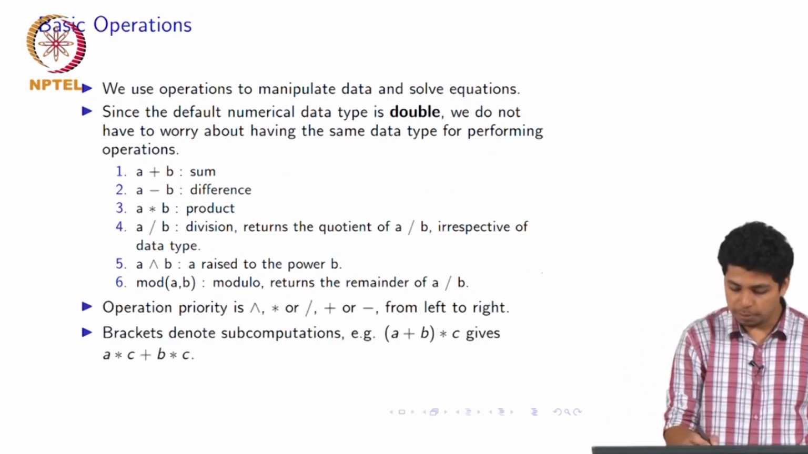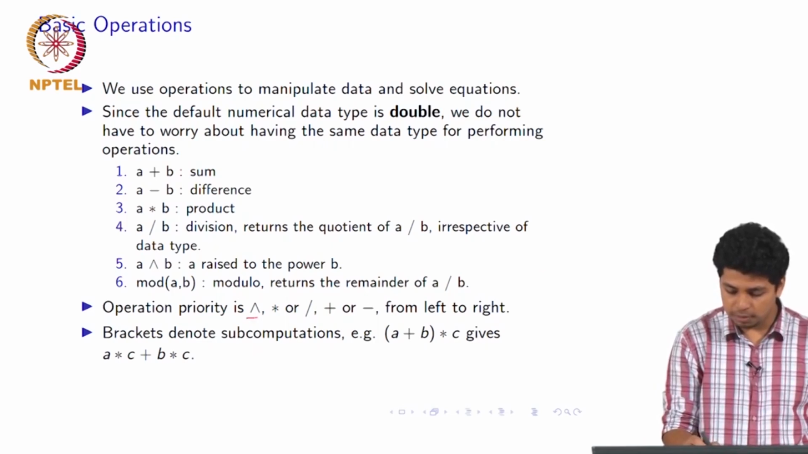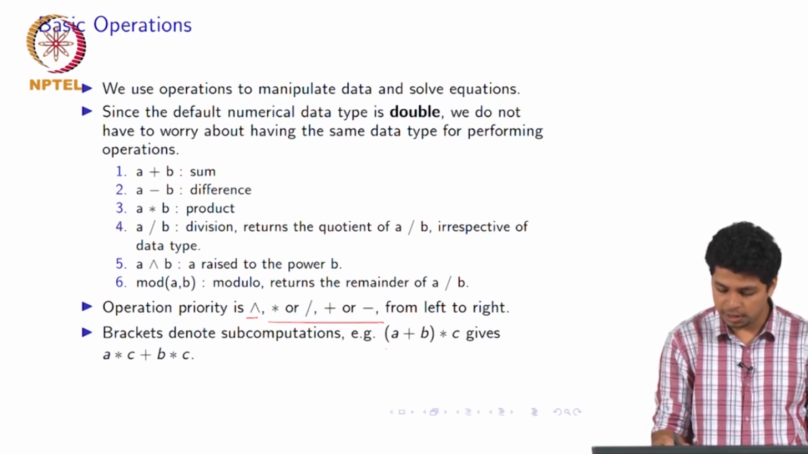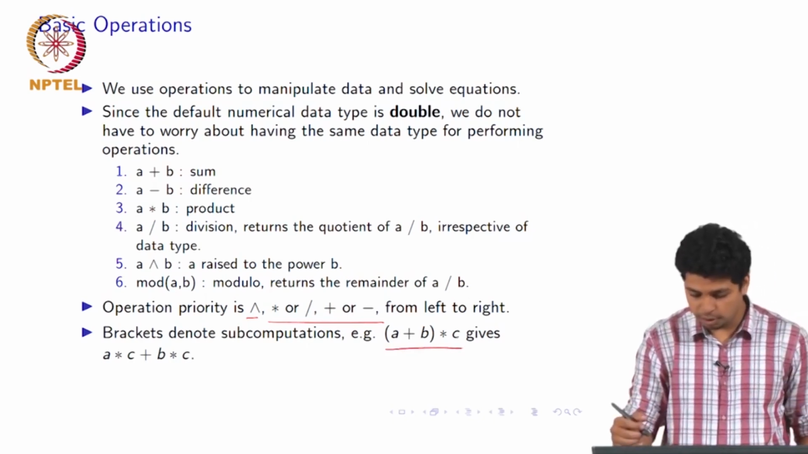The operation priority, as we all know, is power first, and then we basically use the BODMAS rule. In the next statement you can see that if you use a bracket, it just follows the BODMAS rule.